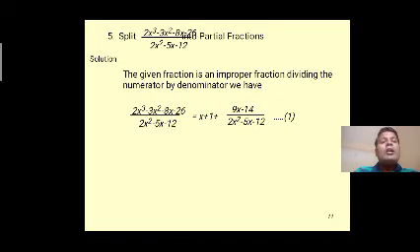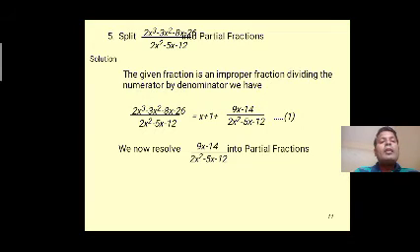We have 2x cube minus 3x square minus 8x minus 26 by 2x square minus 5x minus 12 is equal, we get the quotient x plus 1 plus, remainder is 9x minus 14 divided by 2x square minus 5x minus 12. Now we resolve 9x minus 14 by 2x square minus 5x minus 12 into partial fractions, because this is a proper fraction. You see here, the given problem is improper. Now we have to convert it to proper, then after that we have to do the partial fractions.